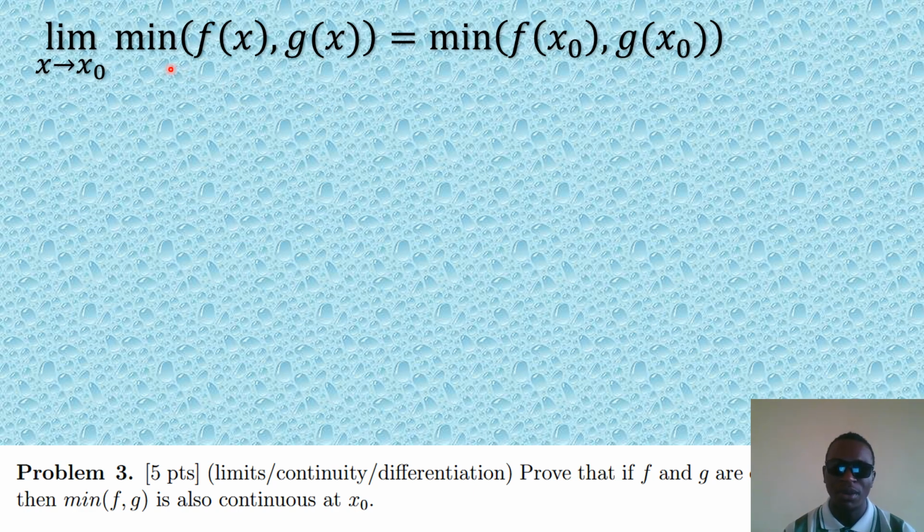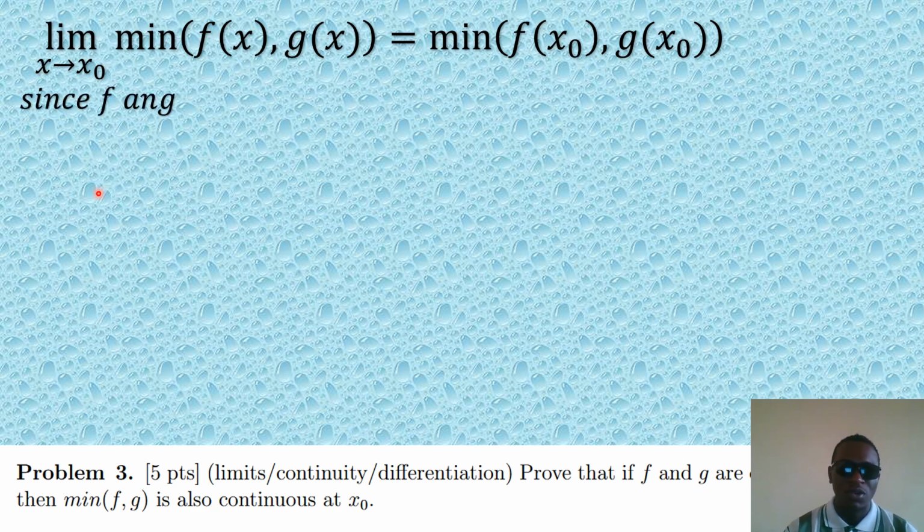Remember, the minimum is a function. When they talk about the minimum of f of x comma g of x, it means the lowest value between the two. If you have 2 here and 3 here, the minimum of 2 and 3 is the one that is smallest. That's the minimum.